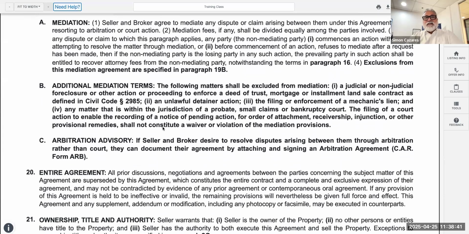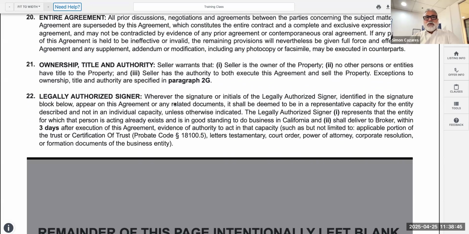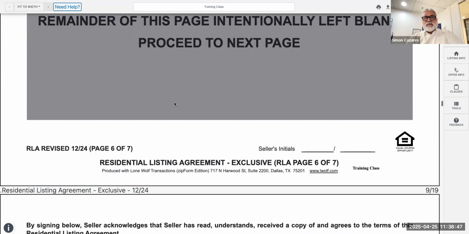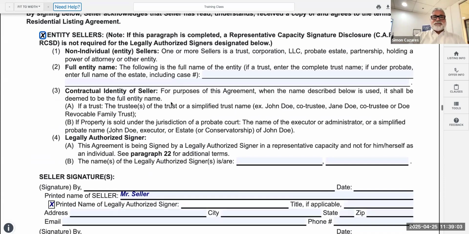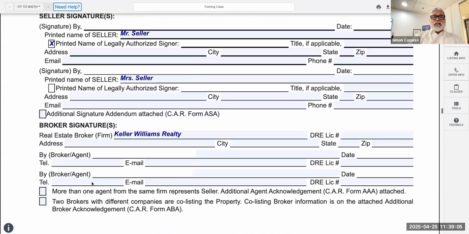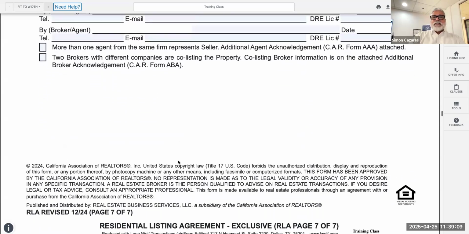Disputes, again, just like anything: mediation, arbitration advisory. I'm not going to go deep into it, but those are part of the process. If it's an entity, then you would check off the entity seller. If it's a trust, a corporation, or an LLC that is signing, we just need to know who the signers are on behalf of the trust entity, S Corp, or LLC. Then the seller signs the agreement, and you as the agent sign, and that's pretty much it.